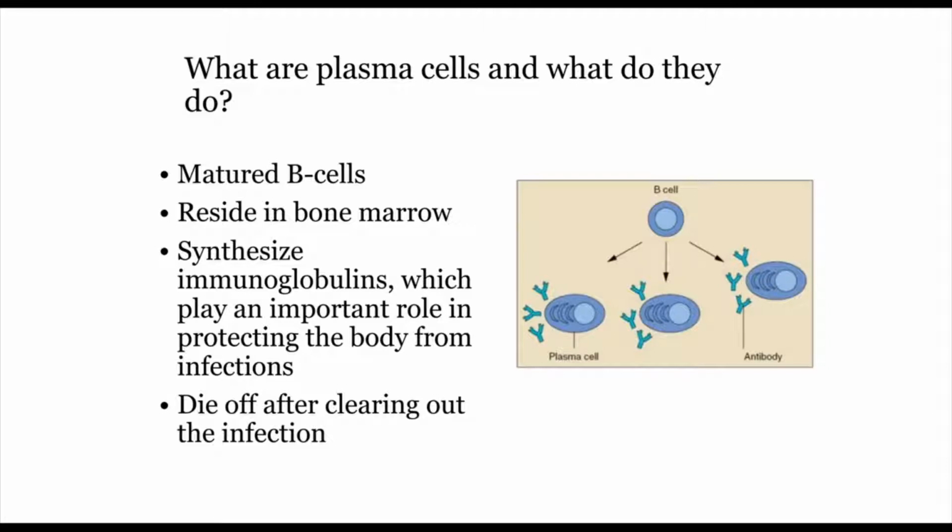So what exactly are plasma cells and what exactly do they do? Plasma cells are mature B cells or B lymphocytes. Once B cells fully differentiate, they tend to reside in the bone marrow as well as lymph nodes. Plasma cells are responsible for synthesizing immunoglobulins, which play an important role in protecting the body from infections. Most importantly, however, once these plasma cells have performed their function and cleared the infection they have been fighting, these cells are programmed to die off. An abnormality in this process may result in plasma cell disorders, one of which is multiple myeloma.